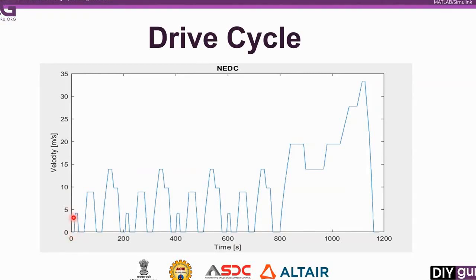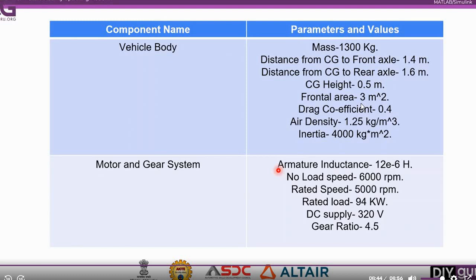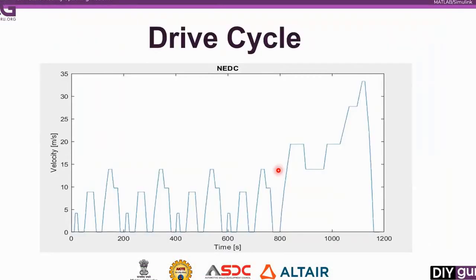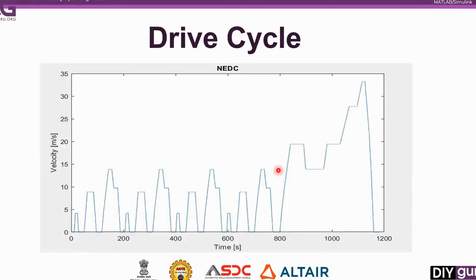The vehicle is moving from 0 to 5 meters per second, maintaining a steady speed there for a few seconds and then dropping down, so decelerating, then again accelerating, then again maintaining some steady speed and then decelerating, and this is happening again and again. So this is the concept of a drive cycle, and these are a few of the parameters and values which we will use to model this vehicle in MATLAB and Simulink.